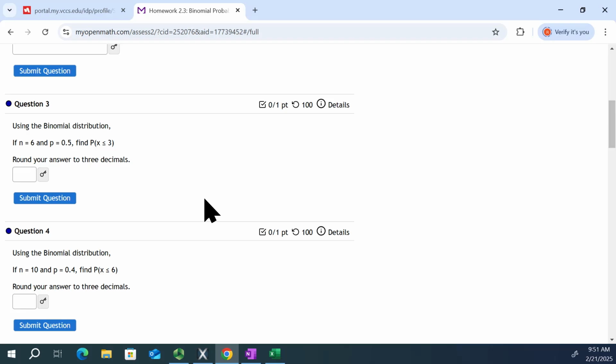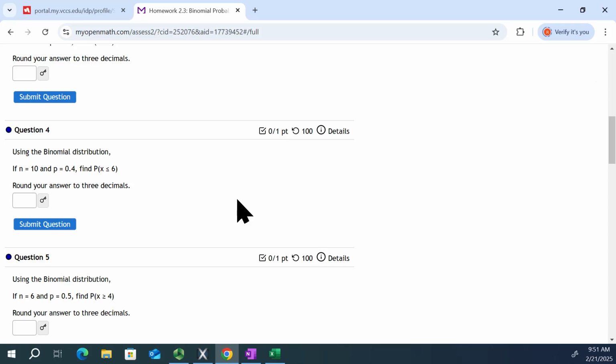You can do them individually and add them up, or use the 1. Binom.dist, 3 or fewer successes, 3 is first, 6 trials, 0.05, and then the 1 for cumulative. Another one.